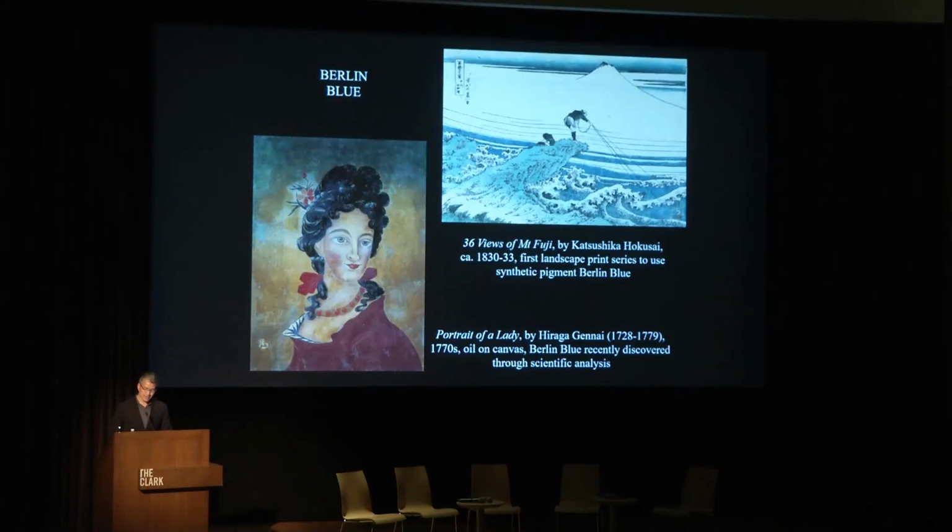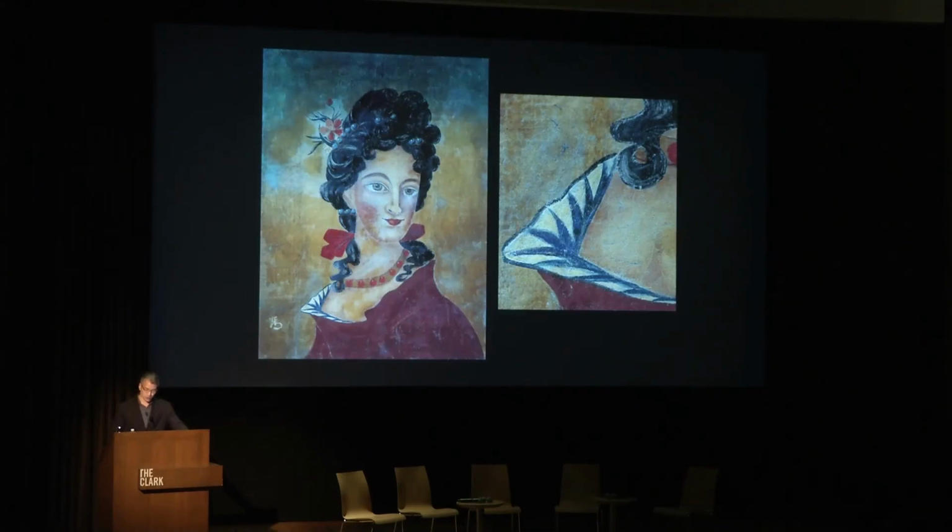Now, we're only beginning to understand, thanks to the recent activity of conservation scientists in Japan and elsewhere, the inventive materiality of oily painting in the early modern era. In the past several years, for example, the synthetic pigment Berlin blue, which is usually associated by art historians with Hokusai's famous 36 views of Mount Fuji and other landscape paintings from the 1830s onwards, has been detected in a wide array of 18th century oil paintings in Japan from a much earlier period, in works such as Hiraga Gennai's Portrait of a Lady to various other works by artists working in the Dutch learning school.